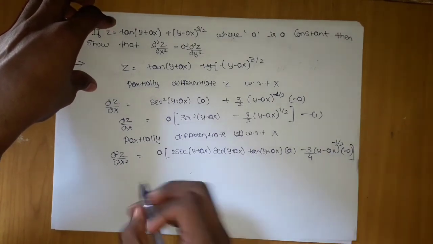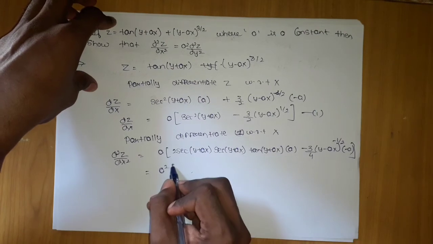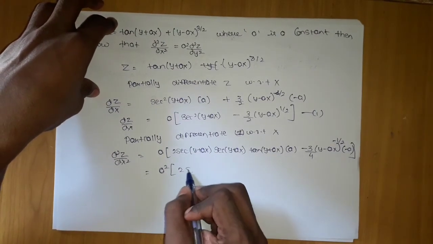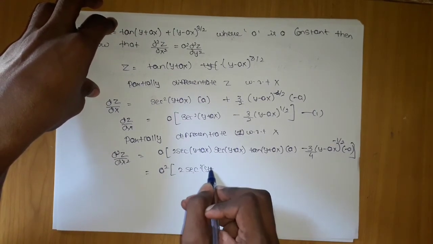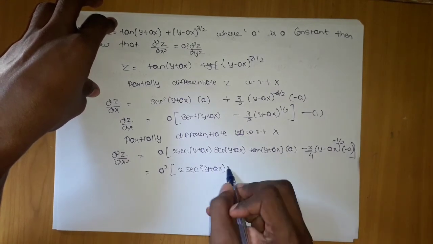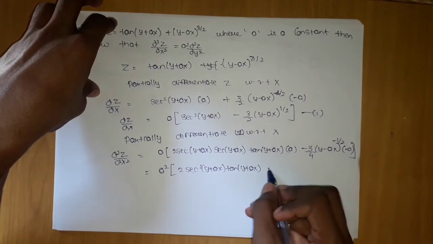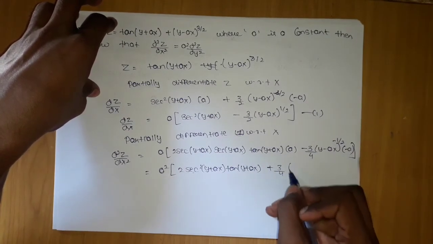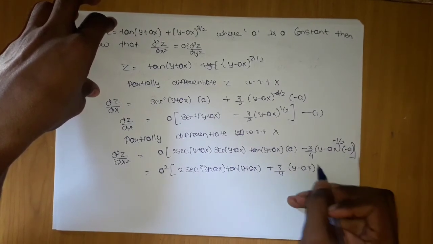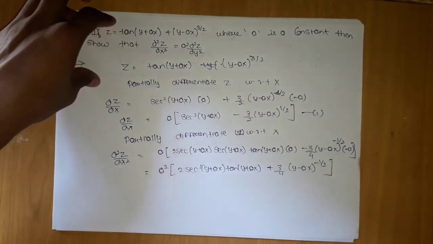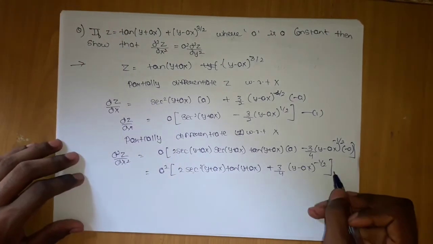If I simplify this, I am going to get a² outside, and here I am left with 2 sec²(y + ax) tan(y + ax) plus 3/4 (y - ax)^(-1/2). Okay, now we got this thing, let's call it 2.